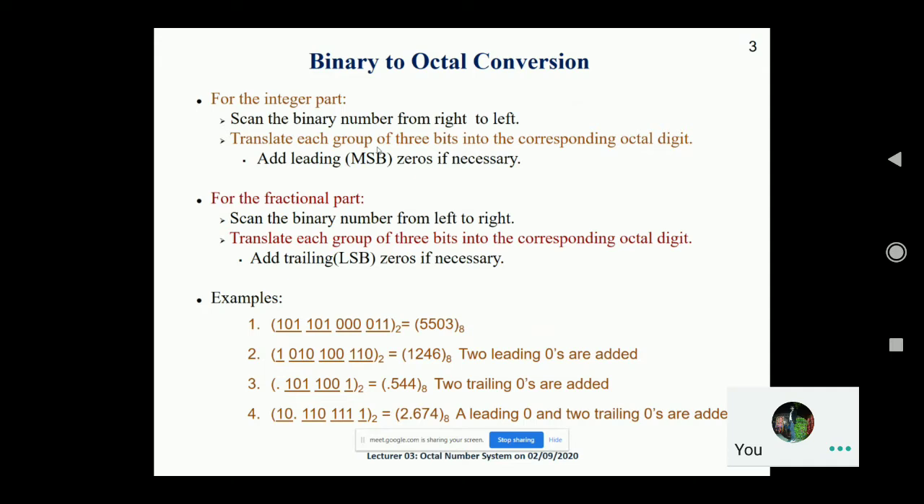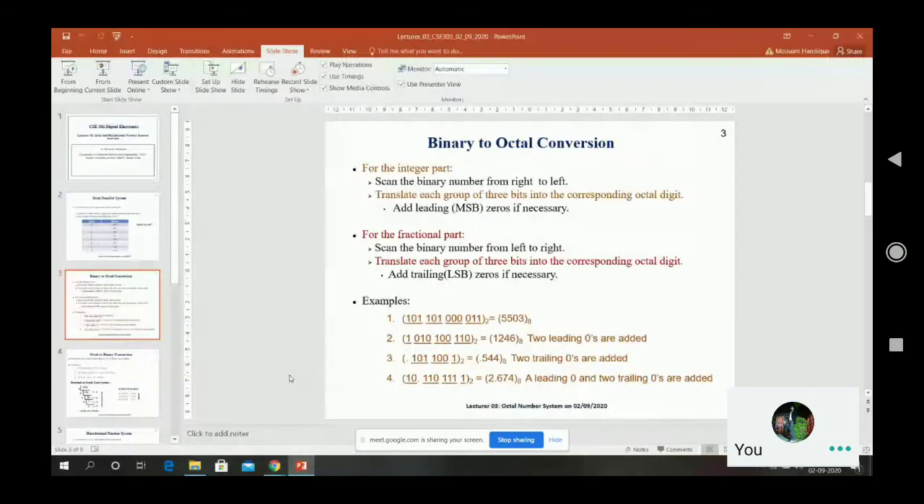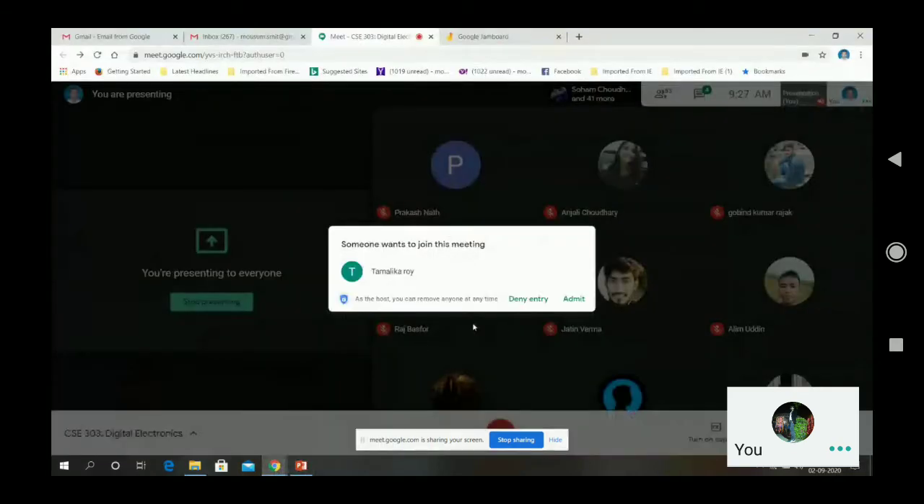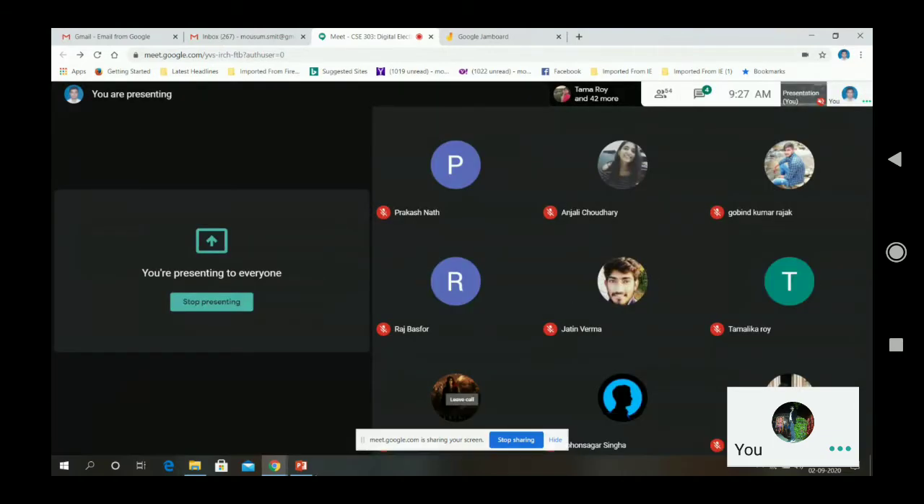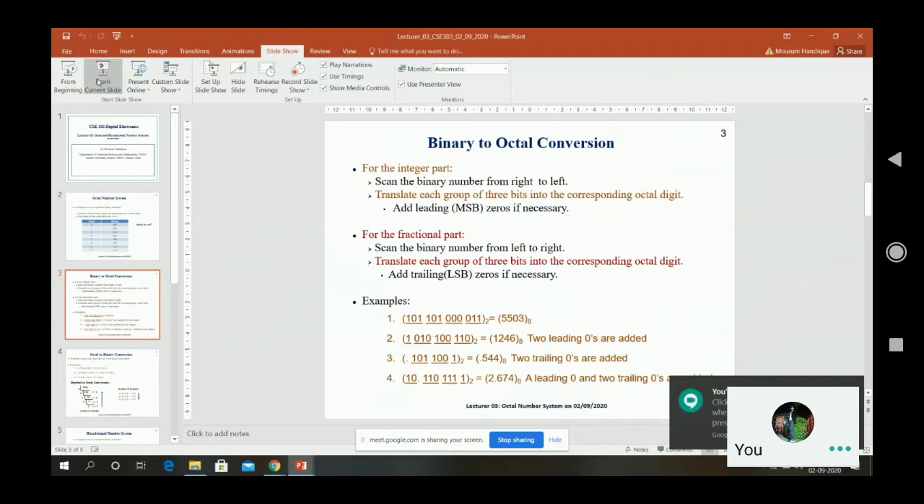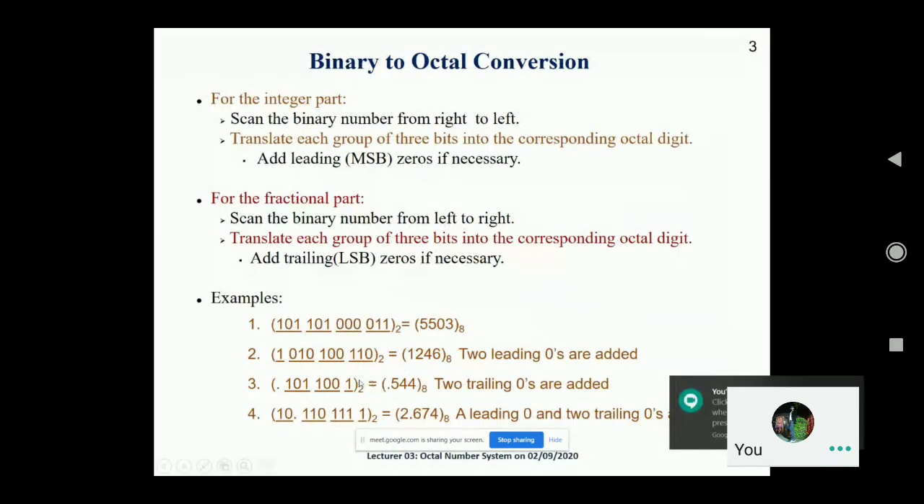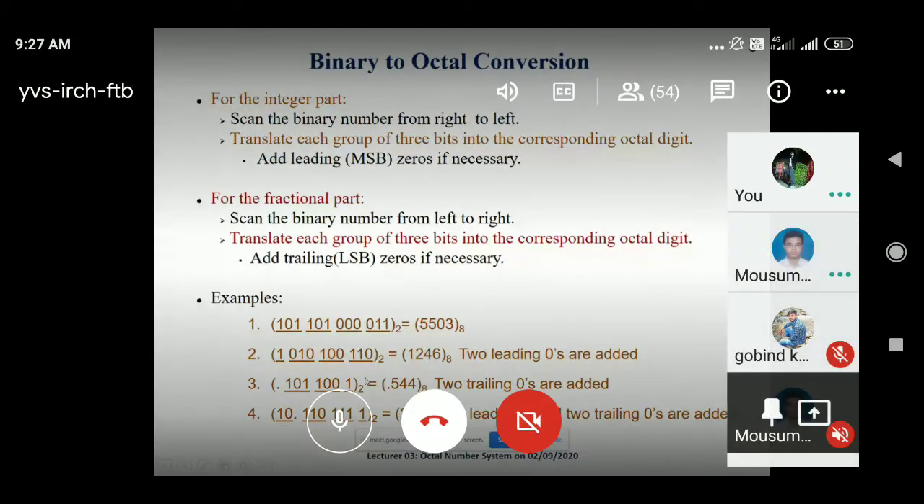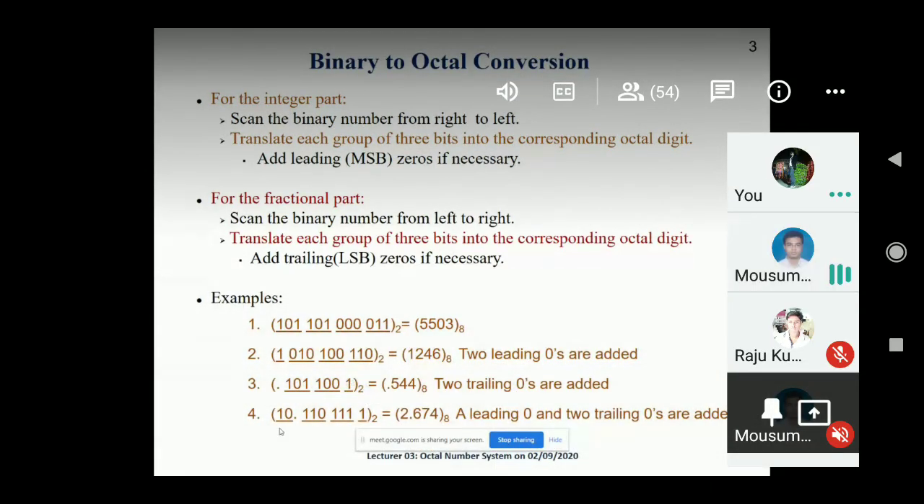Example 3, sir. Example 3. Okay. So now, can you see it properly? Because in example 3, before 101, there is one particular point. So this is the fractional part. Again, someone is joining. Tamalika Roy. Okay, is the PPT visible to you? Yes, sir. So someone is asking about example 3.